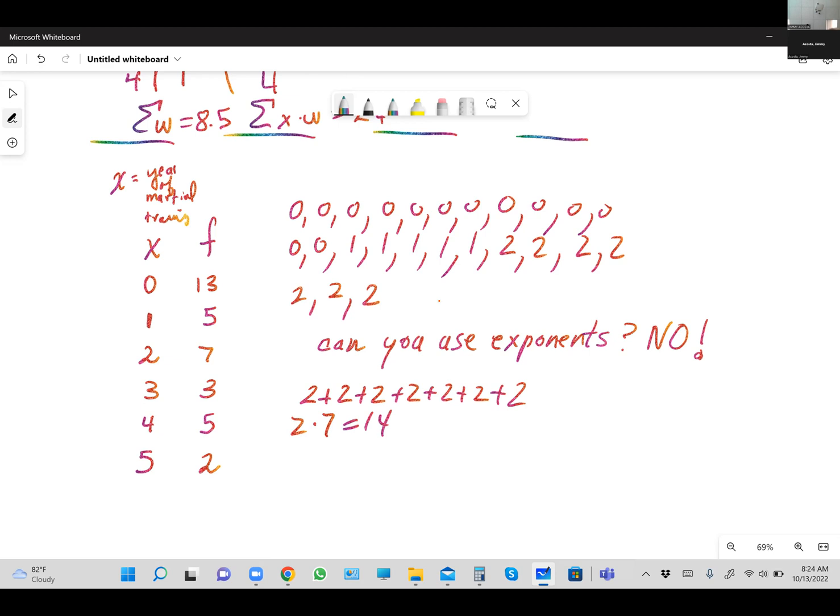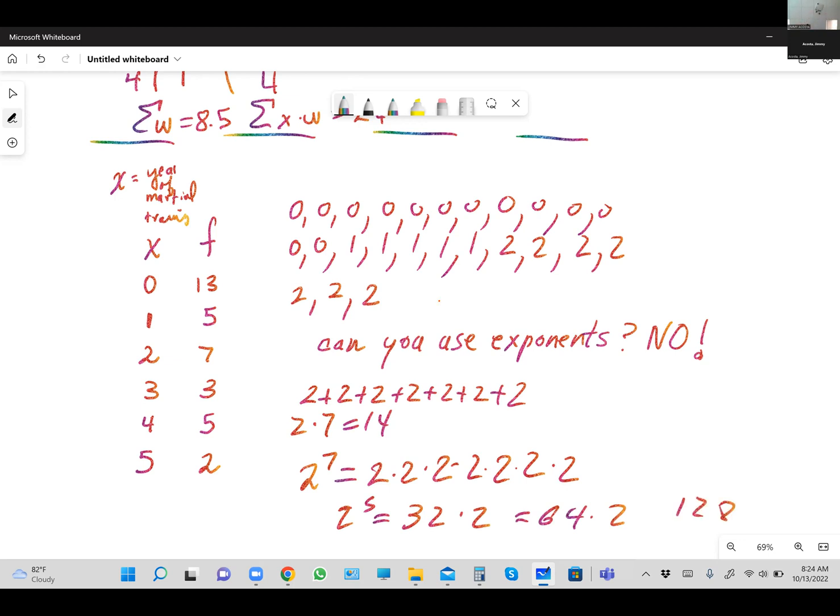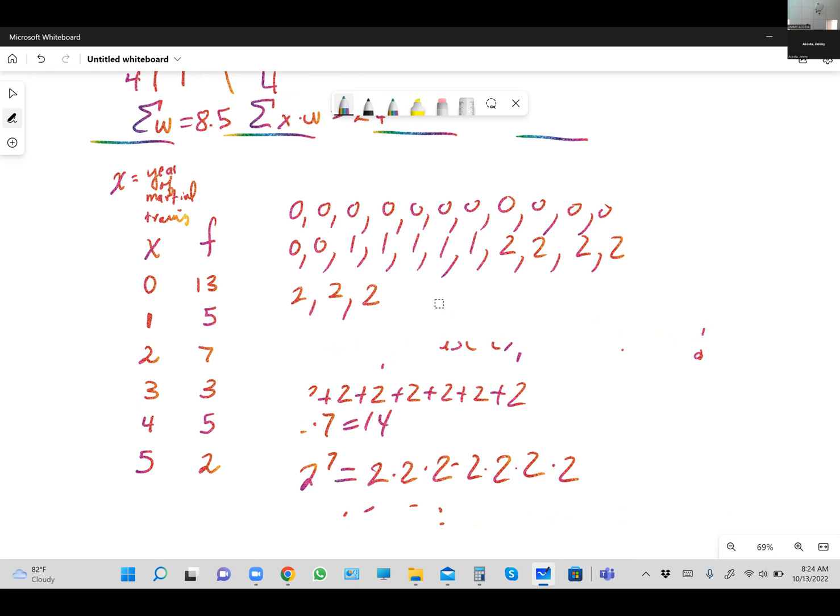Yes, that's what you meant, right? Because 2 to the 7th means 2 times 2 times 2 times 2 times 2 times 2 times 2. And I know that 2 to the 5th is 32, times 2 more, that's 64, times 2 more, that's 128. We can't have 128 there, but we do have 14. You meant multiply. So the answer is no for exponents here, but we can use just multiplication.